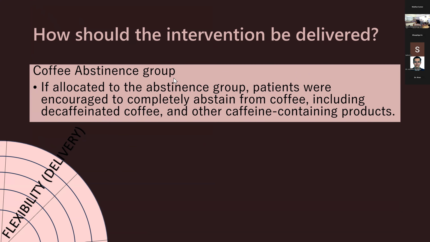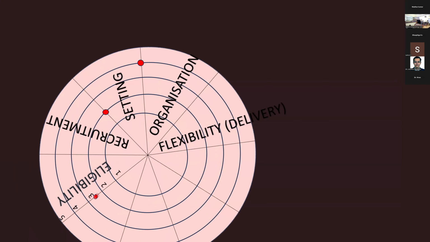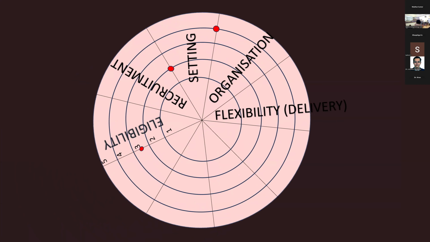If they are allocated to coffee abstinence, they were encouraged to completely abstain from coffee, including decaffeinated coffee and other coffee containing products. And if they are allotted to the caffeinated coffee consumption group, they are encouraged to drink at least 1 cup of caffeinated coffee or at least 1 espresso shot and continue the other caffeine containing products as per their usual lifestyle. They were not asked to intentionally increase or decrease the coffee consumption. Because there's an element of not drinking coffee versus drinking at least 1 cup, I have reduced the score to 4.